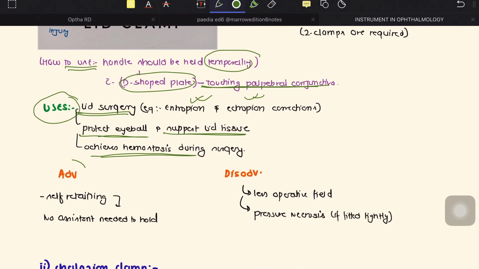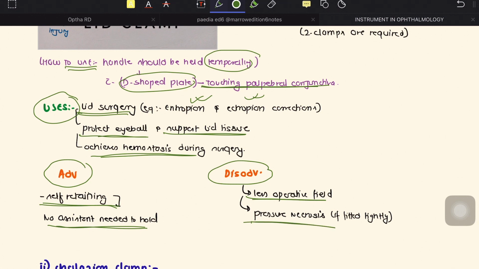The advantage of this lid clamp is that it is a self-retaining clamp and you don't need an assistant to hold it. But the disadvantage is that since it's a big instrument, it leaves very little operative field to operate on, and there is a risk of pressure necrosis if it is fitted very tightly. As I've said, there's a clamp-like mechanism which blocks the blood vessels, so there is a risk of pressure necrosis.